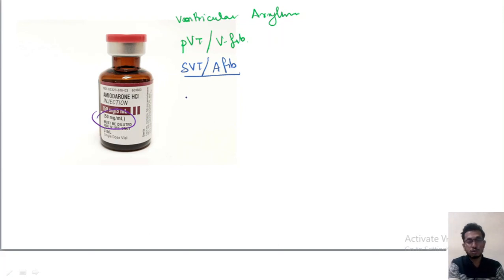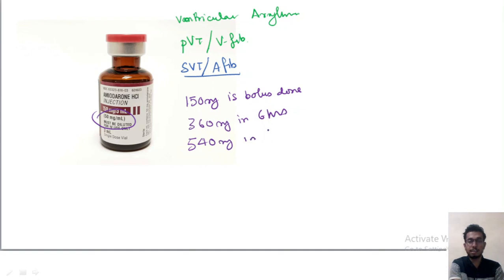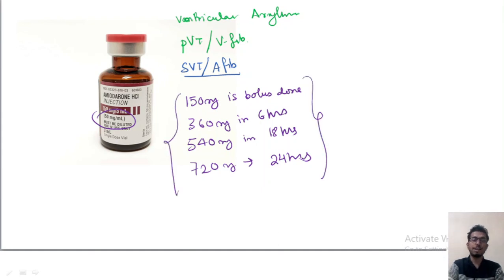that is a bolus dose. So 150 milligram is the bolus dose, followed by an initial dose of 360 milligram in 6 hours, followed by 540 milligrams in 18 hours, and 720 milligram of maintenance dose in 24 hours. Okay, so this is the dosage of infusion in case of acute arrhythmogenic event of amiodarone.